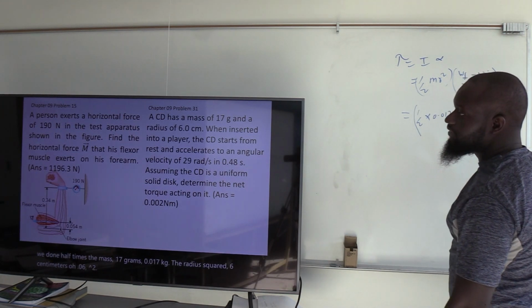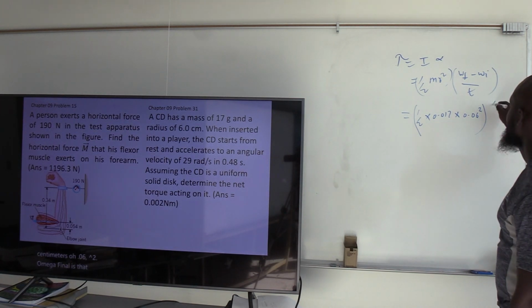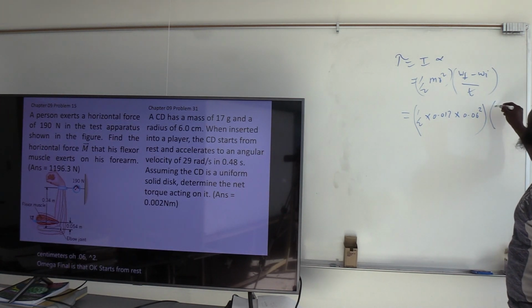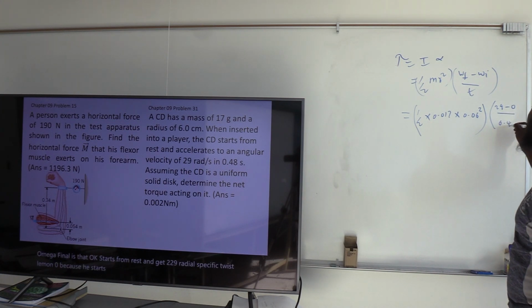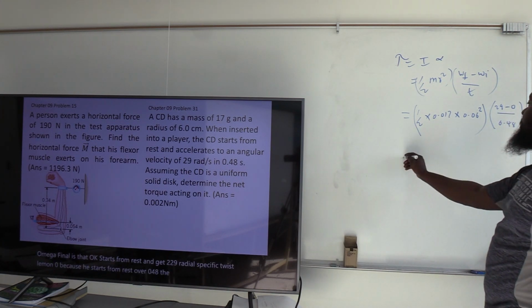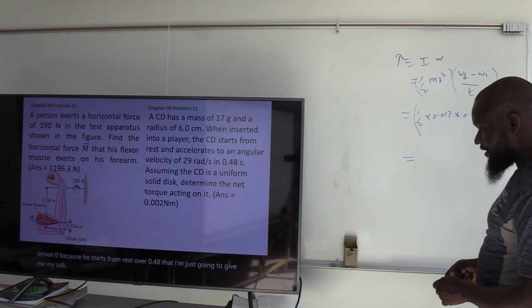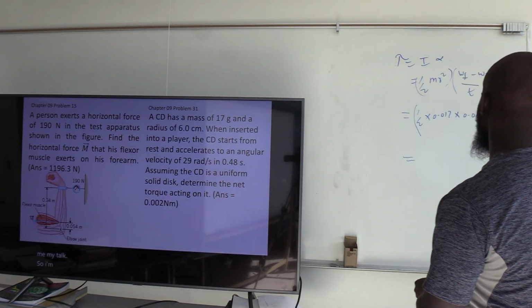Omega final, is that okay? Starts from rest and gets to 29 radians per second. 29 minus 0 because it starts from rest, over 0.48, the time. And it's just going to give me my torque. Okay? So I'm just going to do that.